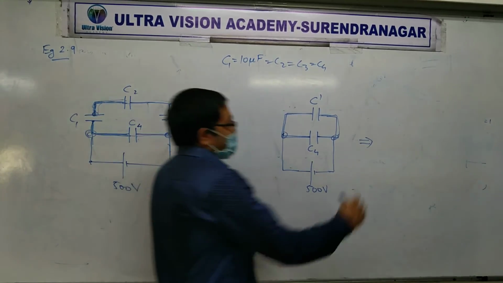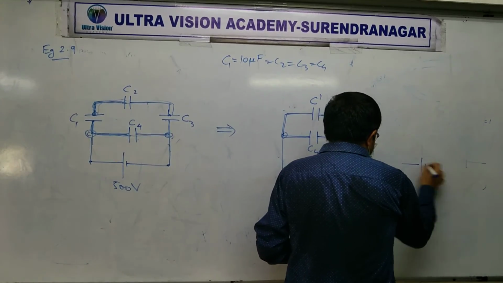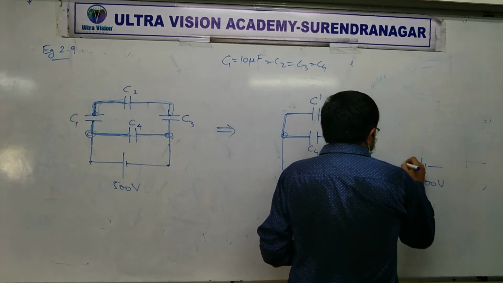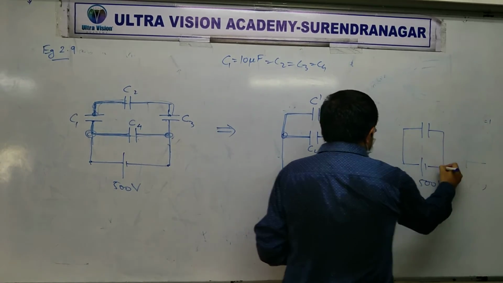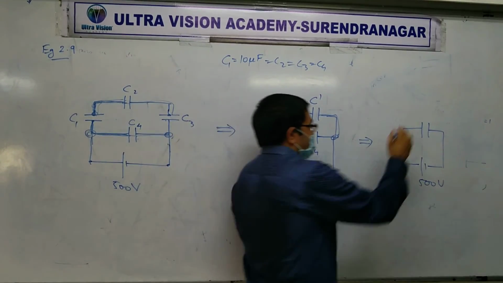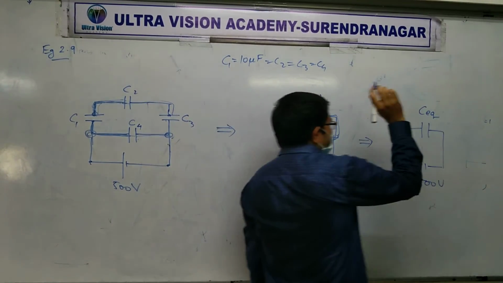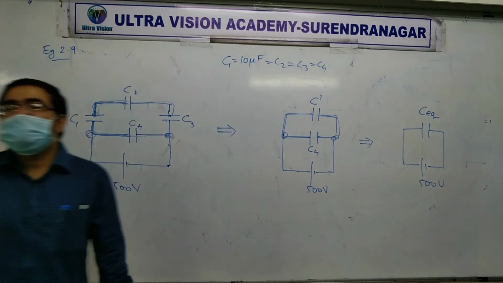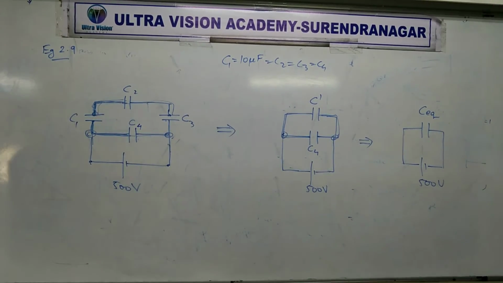Okay. So now if we simplify that, what's remaining? હવે કઈ બાકી છે? આ બેને ઇક્વિવેલન્ટ કરો તો એક જ આવી જાય ને ફાઇનલ. So that's why this is called the C equivalent. Did you understand? Yes? No?